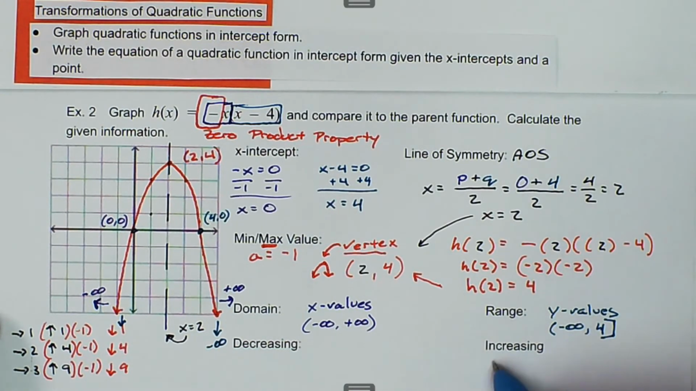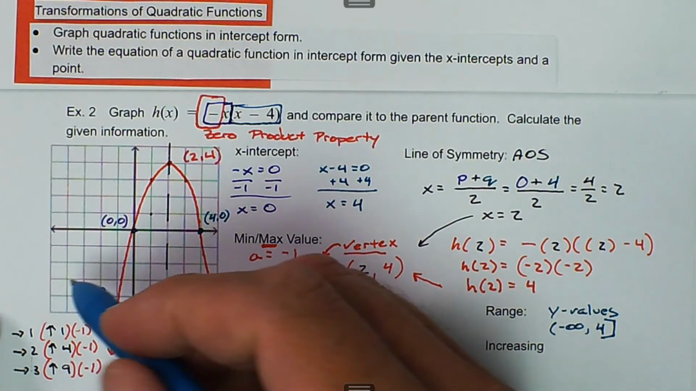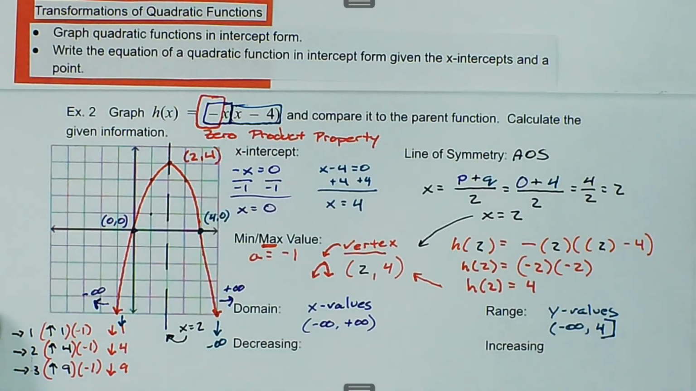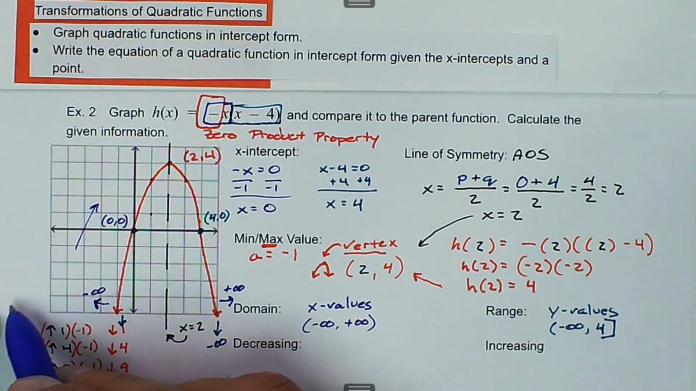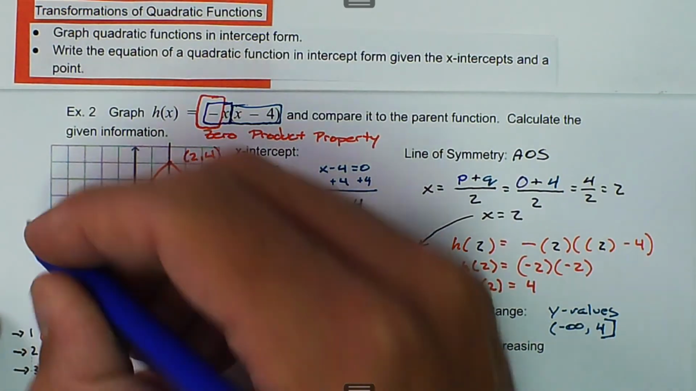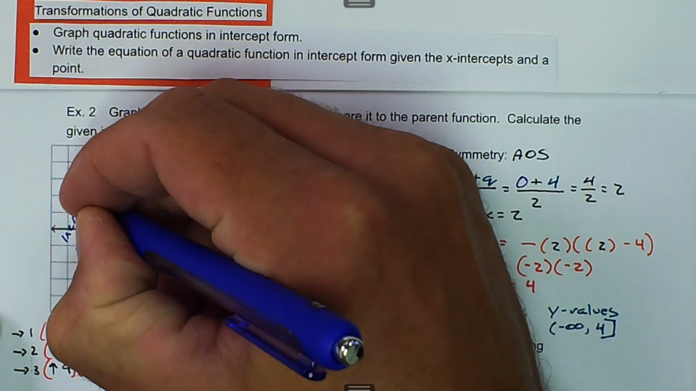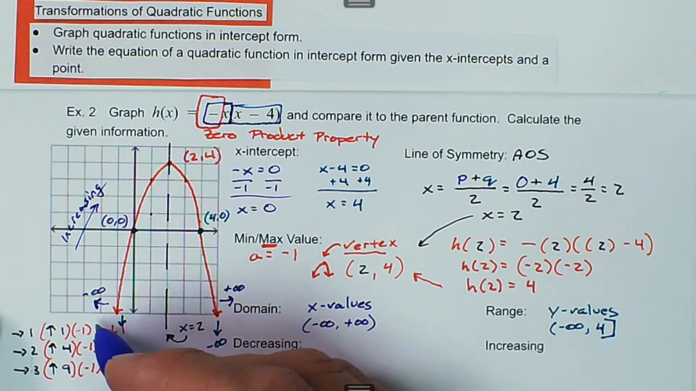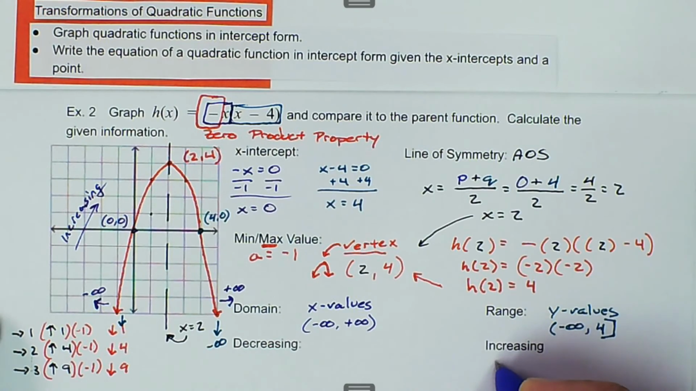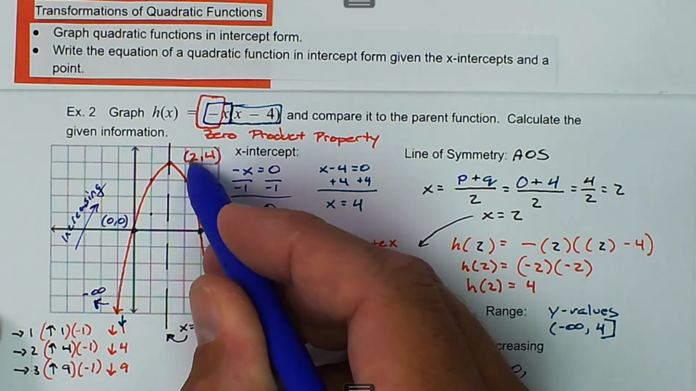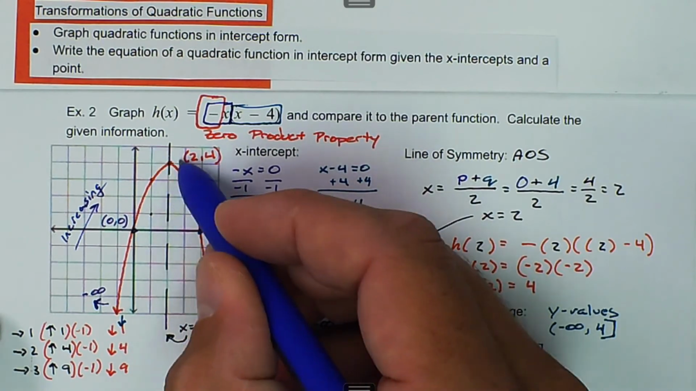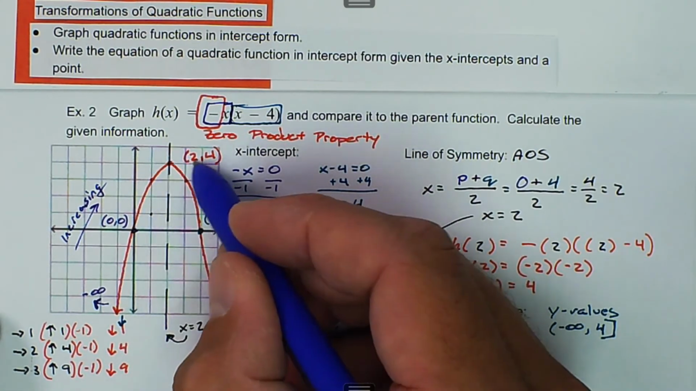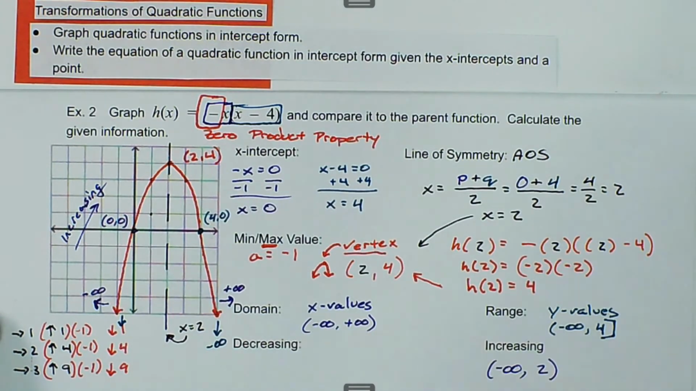Next thing that we can talk about is increasing, because as we start here, we can see that our graph is increasing. It's going up from left to right. As we read it left to right, we can see that our graph is increasing. So we start increasing at negative infinity all the way until we get to 2. Now 2 is not included because the slope at 2 is actually 0. It's neither increasing nor decreasing.